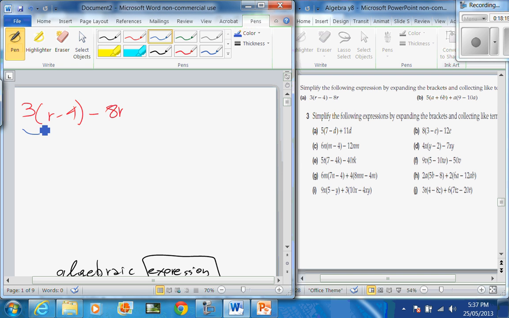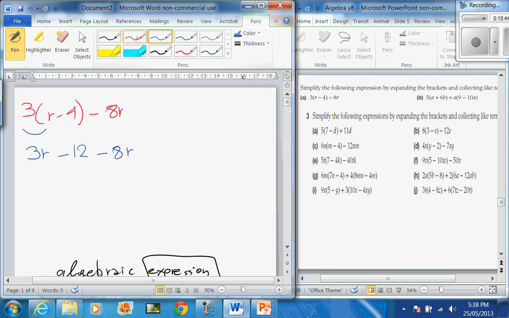Because here we can't find any similarities. That's why we need to expand. Expand, find similar things, and then simplify. So 3 times r becomes 3r. And what about this? 3 times 4 equals 12. What about the sign? Correct, minus 12. And I have on this side as well, minus 8r.